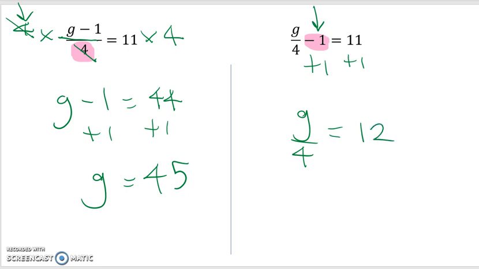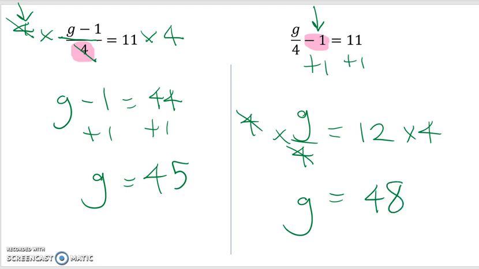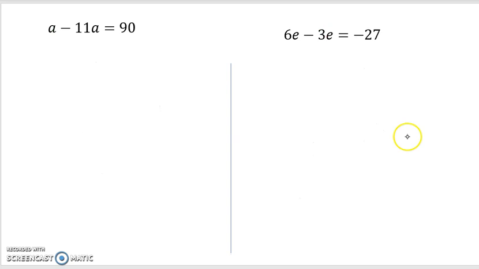And now I'm going to reverse the divide by 4 by timesing by 4. Notice how I've written it, so that these 4s will cancel, and we're left with g equals 12 fours, which is 48.